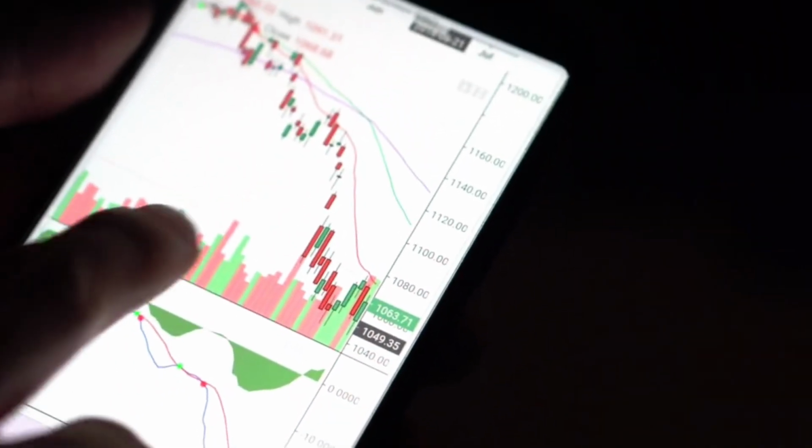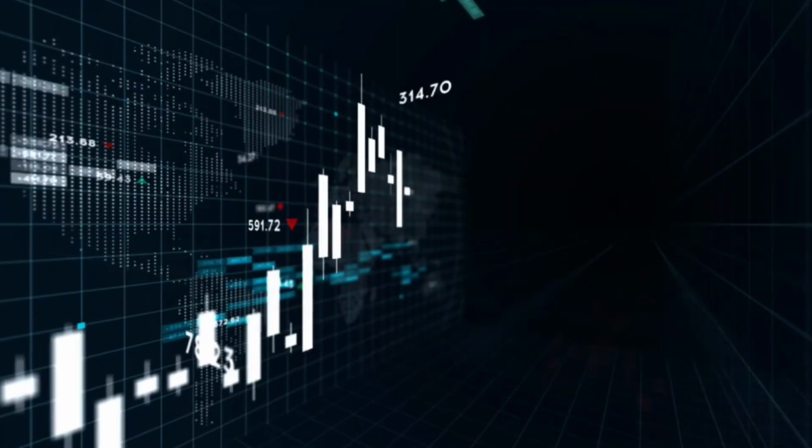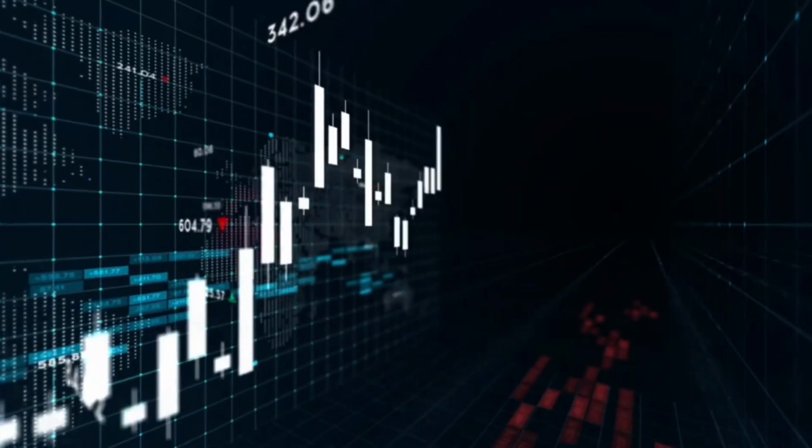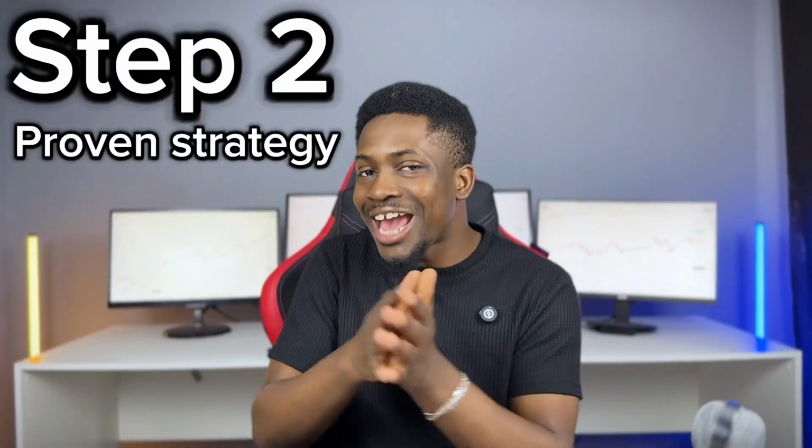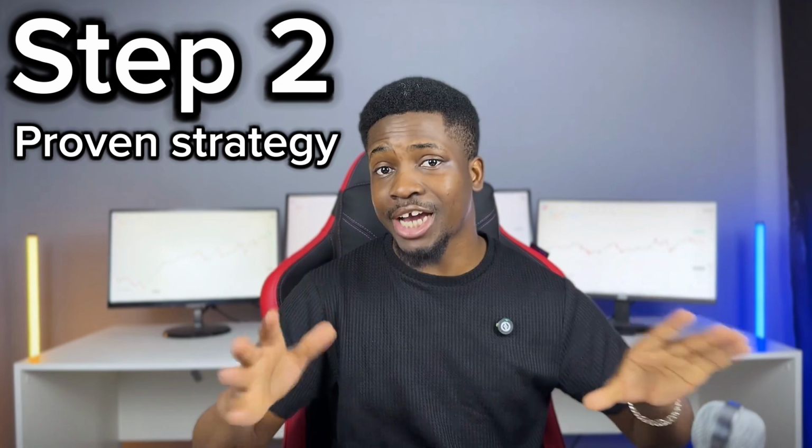Why? Because these pairs and assets have higher liquidity. It just means tighter spread and smooth price movement, which is exactly what you want. And you want to avoid exotic pairs for the meantime because they have wider spread and more unpredictable price swings, which can easily eat into your profit. Step 2, you'll be needing a proven entry and exit strategy, which is extremely accurate. And that's what I'm about to show you right now.